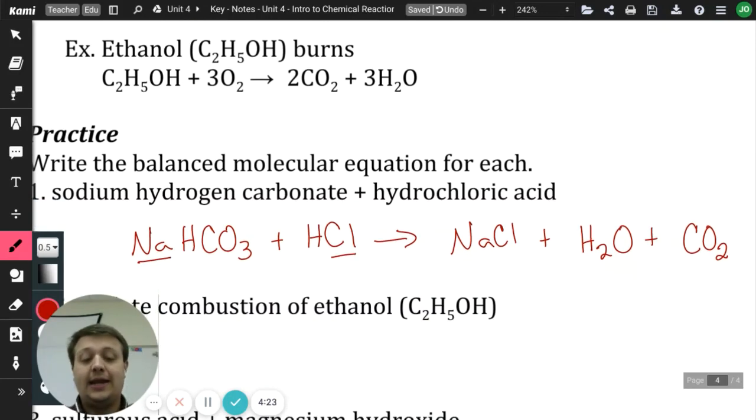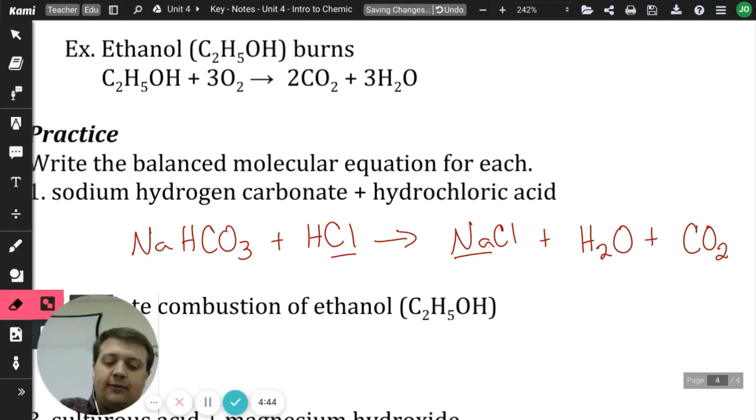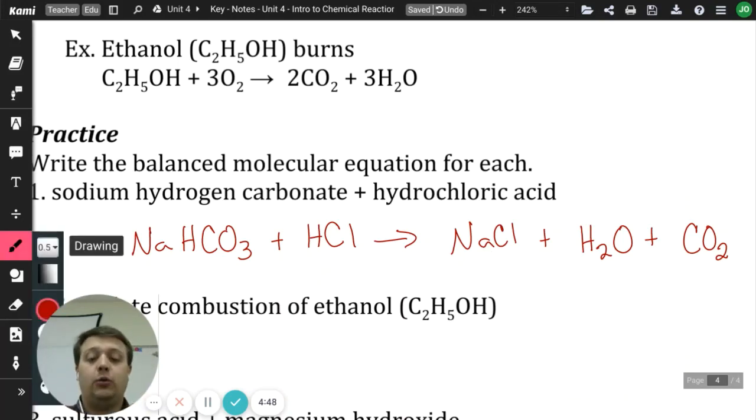I would need to go back in and double check to make sure that I've got a balanced equation. So I have 1 sodium on the left, 1 sodium on the right, 2 hydrogen on the left, 2 hydrogen on the right, 1 carbon, 3 oxygen, 1 chlorine, 1 chlorine. So we would be a balanced equation, so we can go ahead and have that as our final equation.